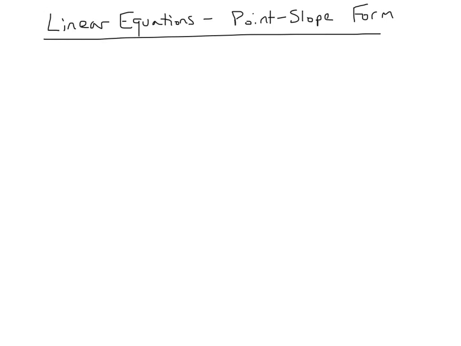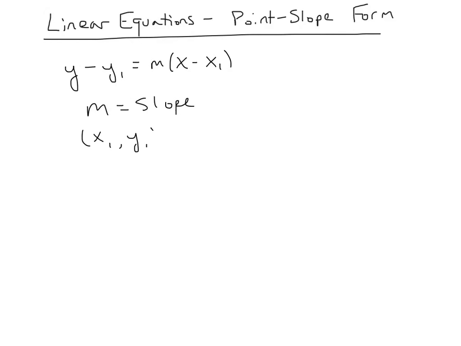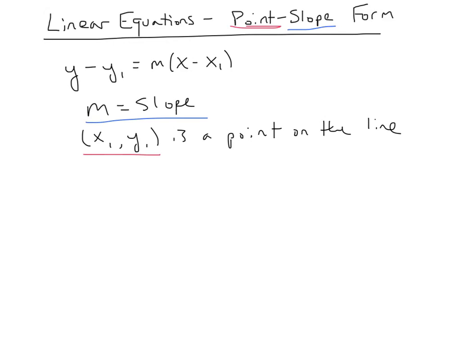Now equations in point-slope form look like y minus y1 equals m times the quantity x minus x1, where m is the slope and (x1, y1) is a point on the line. And again, the form is appropriately named. It's named point-slope. Well, we have a point, (x1, y1), and we have a slope, m.